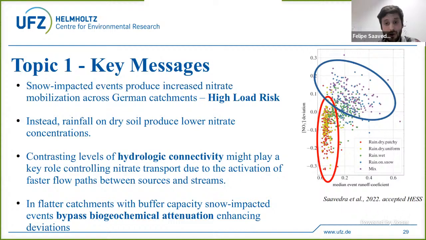I compare also these responses with different catchment characteristics, and we found that the flatter catchments with buffer capacity, which means like deep soils and maybe some properties of the soil that are positive for denitrification, so with capacity of remove nitrate. In this catchment, the deviations during snow impacted events was much higher. So there's a higher risk in these catchments to have like unexpected high nitrate concentration.